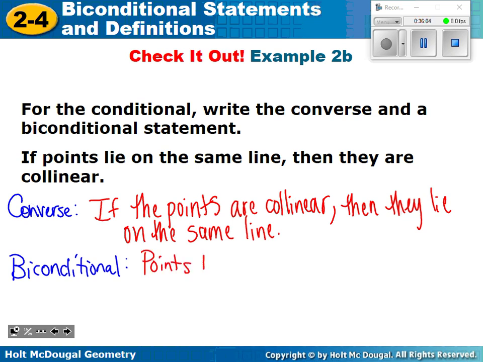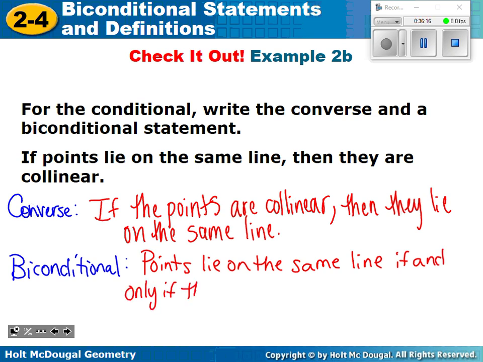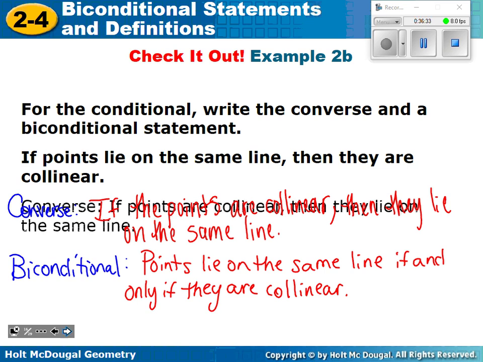So points lie on the same line if and only if they are collinear. If it's a true biconditional, it can go either direction, so it doesn't matter. Okay, just make sure you have that if and only if in the middle. Any questions? Okay.